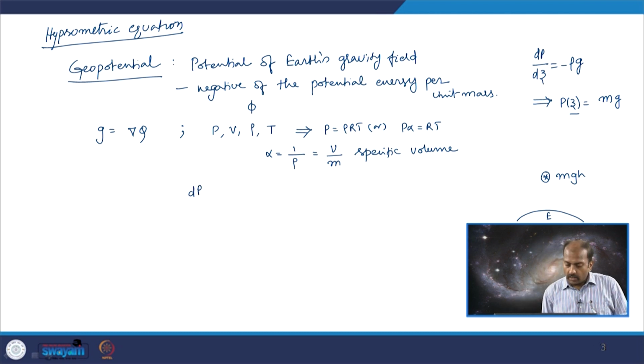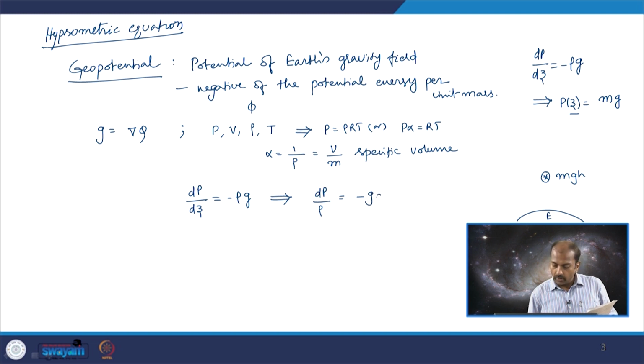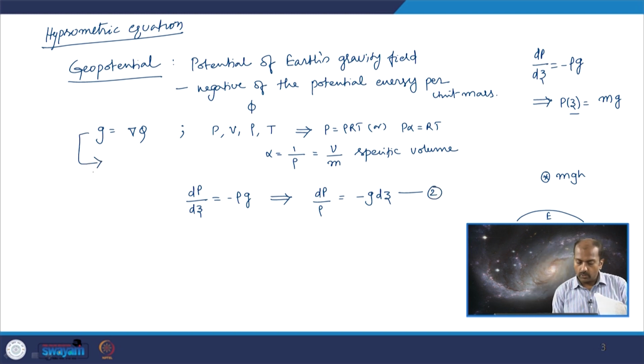Now let us bring in the hydrostatic equation, which is dP over dz is minus rho g. Now we will rearrange this equation so that we can get the height or the geopotential at a particular height. Let's see how we get it. As a consequence of this hydrostatic equation, we can write that dP over rho is equal to minus g dz. Let's call this equation 1. For the geopotential, g is equal to del phi, or let's say g is equal to d phi over dz, just across one dimension, the vertical dimension. That means d phi is written as g dz.